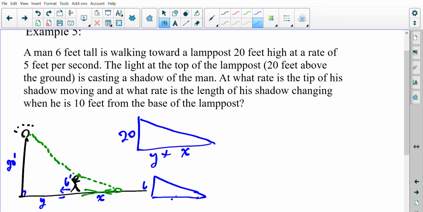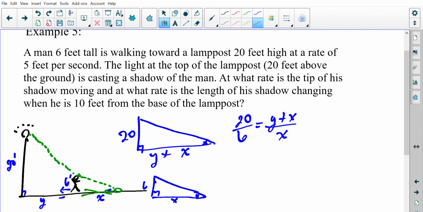Is an X, like so. Well, like we used last question, I'm going to use similar triangles because this is a right angle, and this is a right angle. This angle is the same angle in both diagrams, right? It's this one in the corner, which means by default, this has to be the same. So this time I'm going to say 20 over 6 has to equal Y plus X over X.